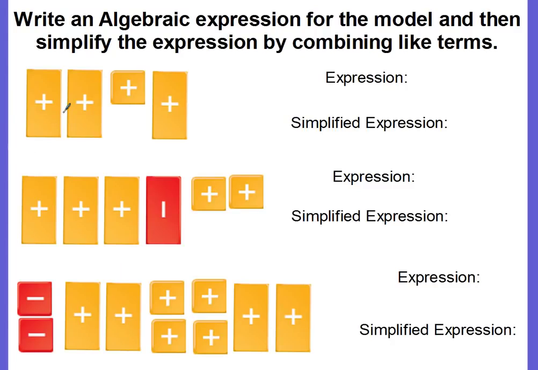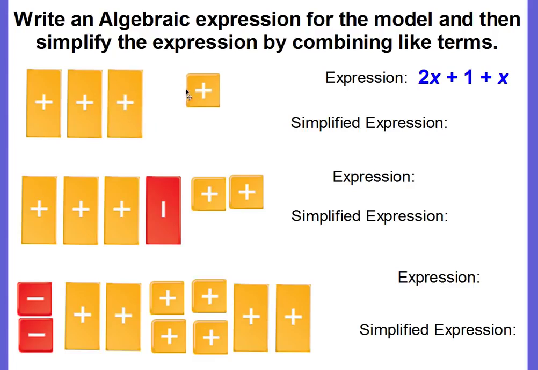Okay, now we want to write an algebraic expression for the model and then simplify the expressions by combining like terms. Okay, take a look at what we have. What do you see first? You see two positive x tiles. Then we see one positive unit tile and then another positive x tile. So the expression would be 2x plus 1 more x tile. And you can simplify this by combining the like terms. So we could actually, if we had the tiles, move them around, put all of the x tiles together, and it would give us a total of 3x's plus the one positive.